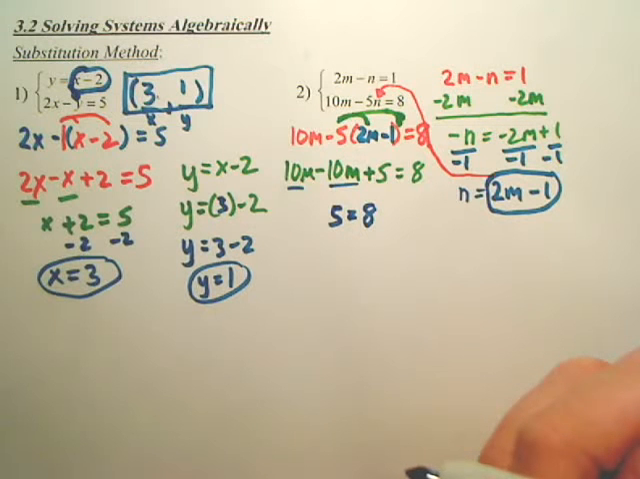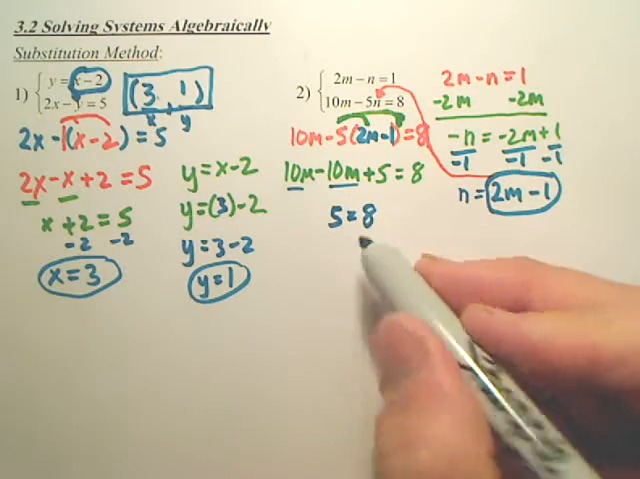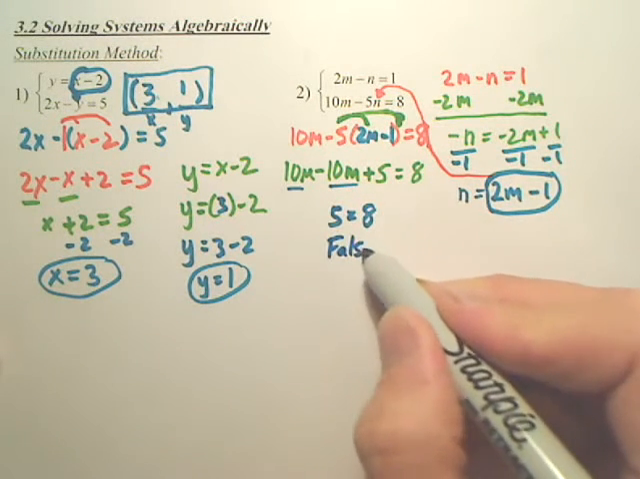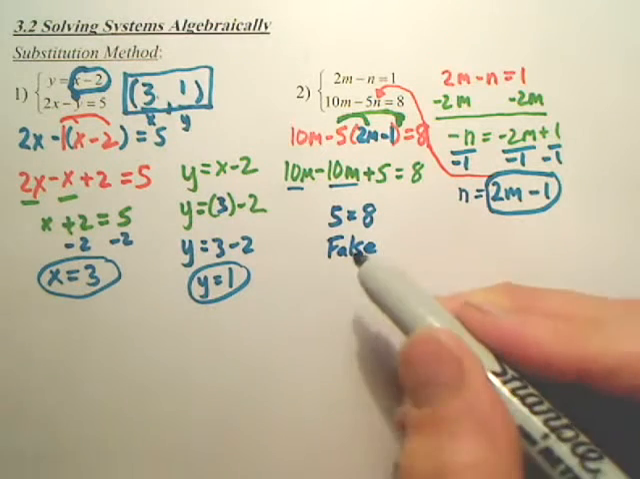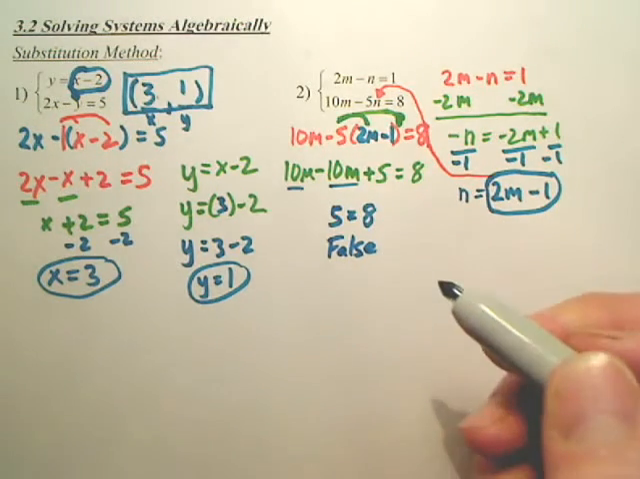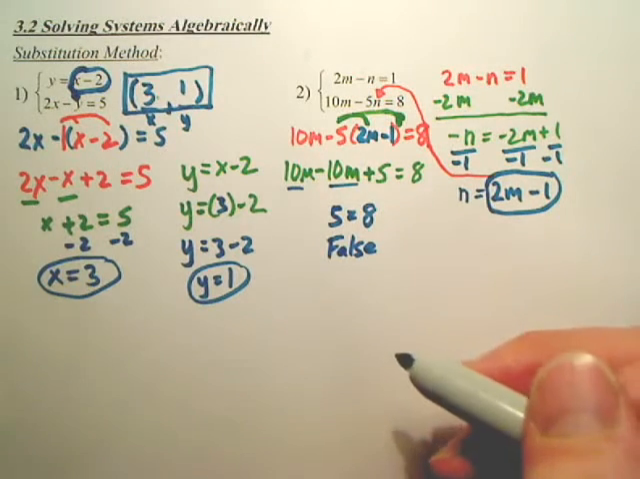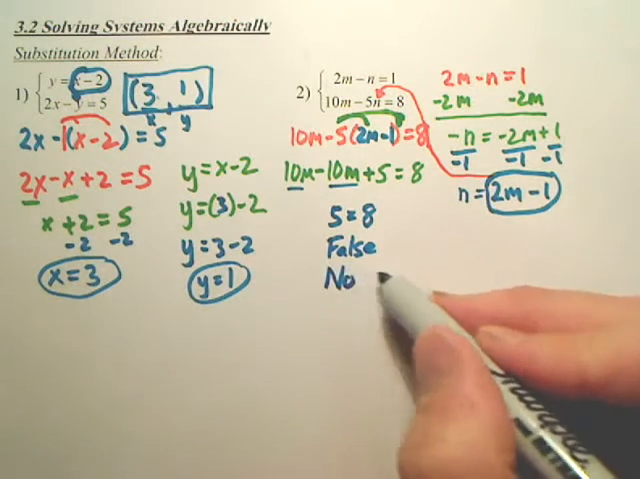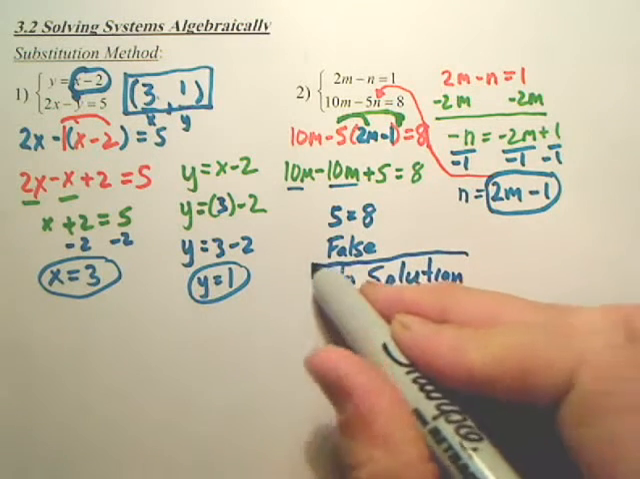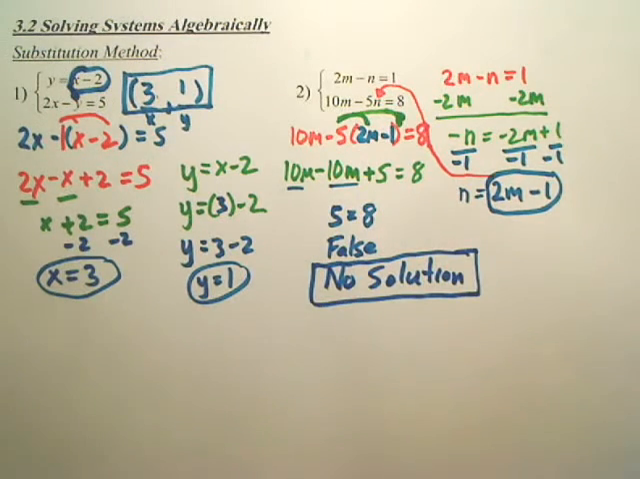Remember, there could be no solutions or infinite solutions? Is this a true statement? Does 5 equal 8? No. This is false, right? So whenever m disappears or your letters disappear on you, it's either no or infinite solutions. Since that's false, which one do you think it's going to be? No solution. It's going to be no solution. If that was a true statement left over, it would be infinite solutions.